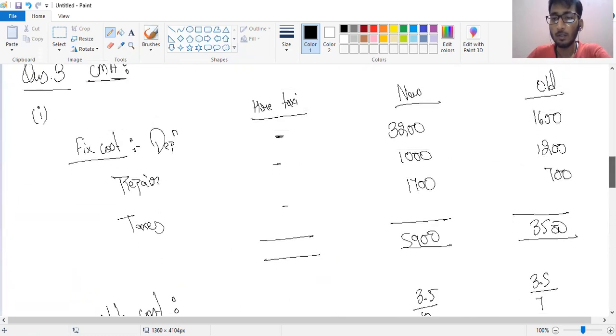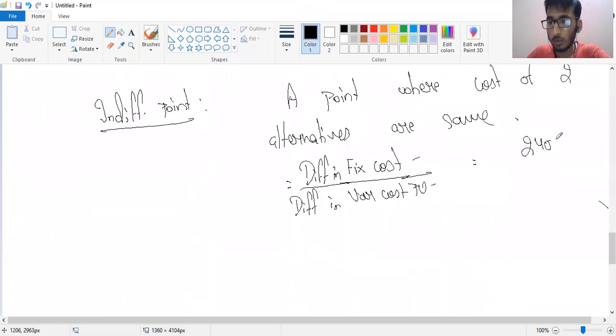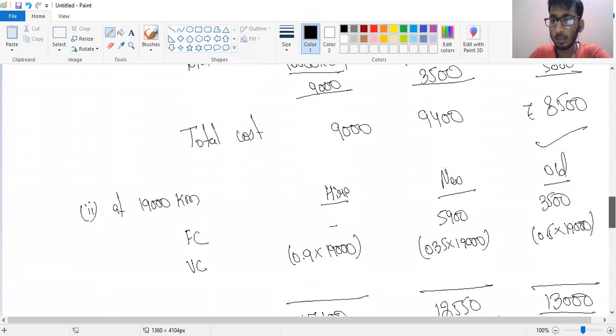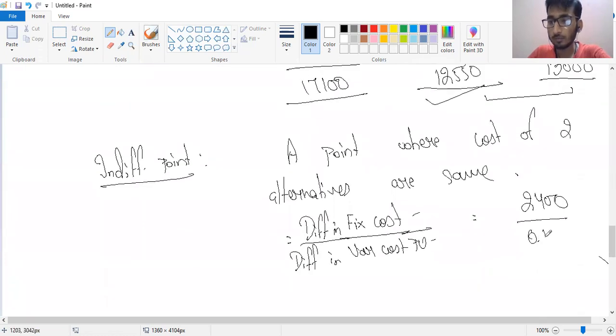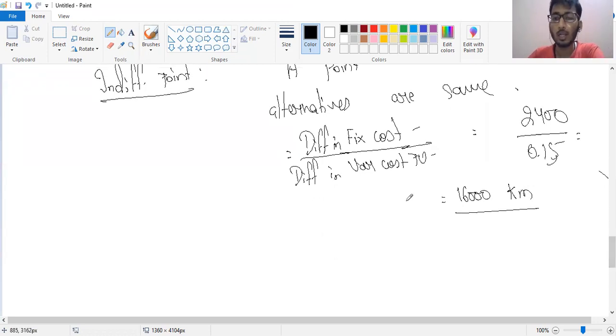The difference in fixed cost between the new car and old car is 2,400. The difference in variable cost is 15 paisa only. So 2,400 divided by 0.15 would be 16,000 kilometers. So at 16,000 kilometers, my total cost in old car and new car would be same. If you have doubt, you can calculate it, but the answer would be this.